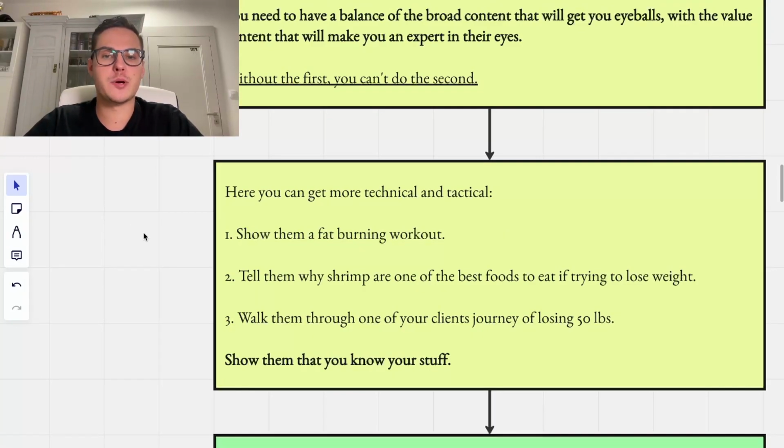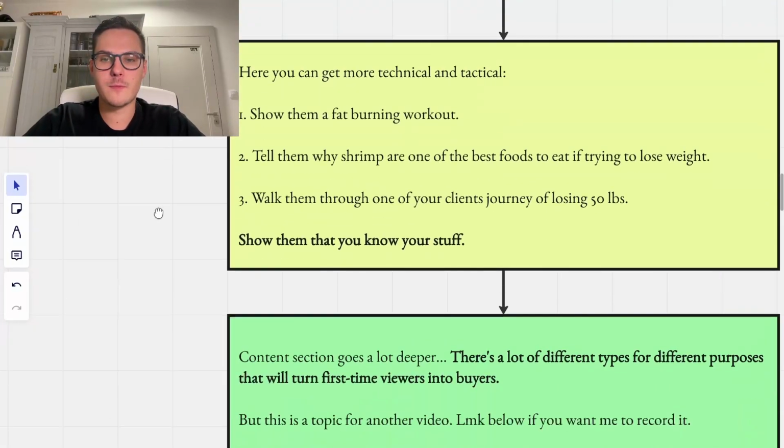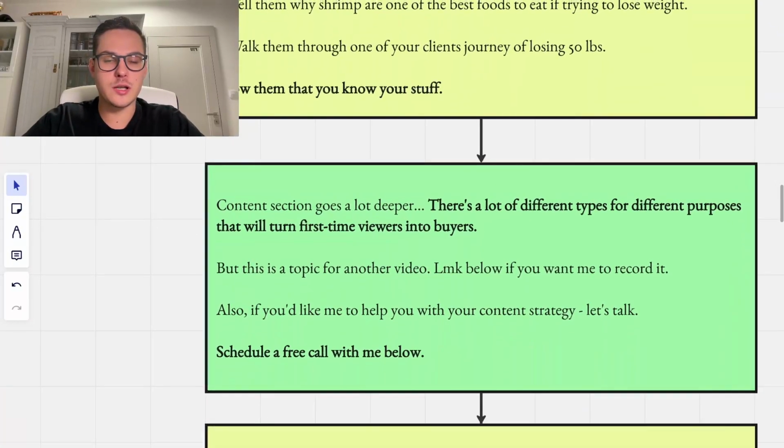You can show them a fat-burning workout. You can tell them why shrimps are one of the best foods to eat if you're trying to lose weight. And you can also walk them through one of your client's journey of losing 50 pounds. Show them basically that you know your stuff. So the content section goes a lot deeper, and there's a lot of different types for different purposes.